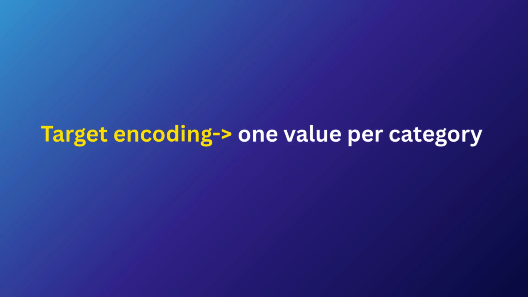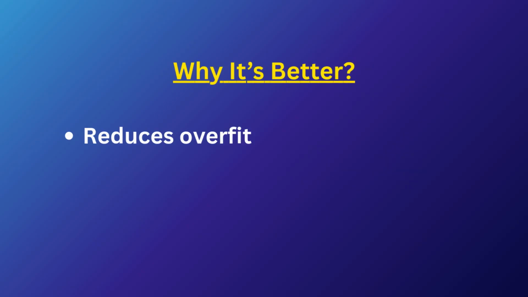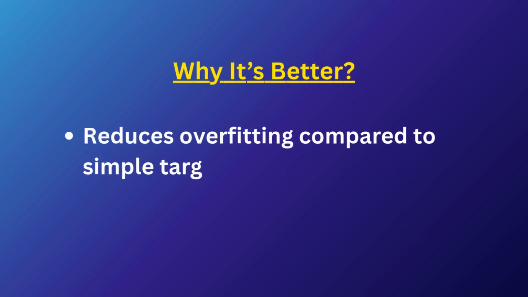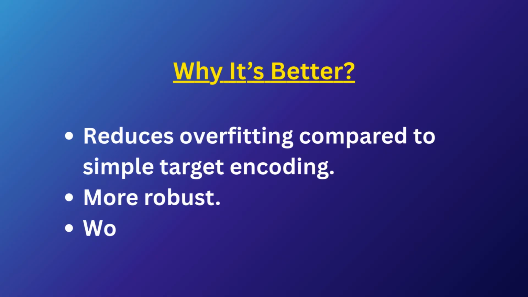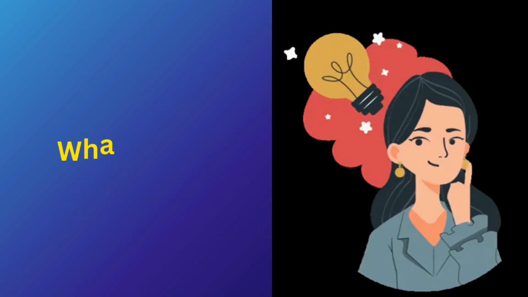What just happened? Target encoding gives one value per category. Leave one out gives one value per row. It is more precise and it reduces self-leakage. Why is it better? It reduces leakage compared to simple target encoding. More robust, works well with boosting models.